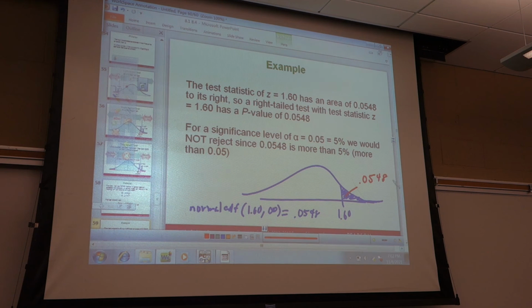Is that unusual, if our alpha is 5%? Is this 5% or less? No? So it's not unusual. Does that make sense? And we would not reject H naught, which is what we found earlier, because for 1.60 we said we would not reject H naught there either.